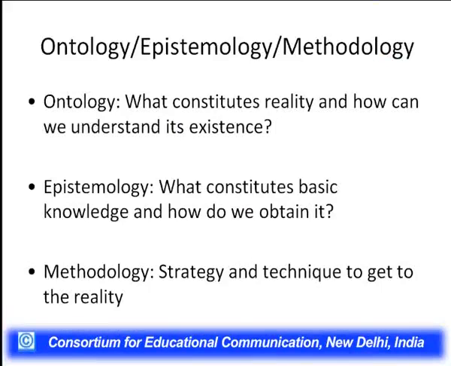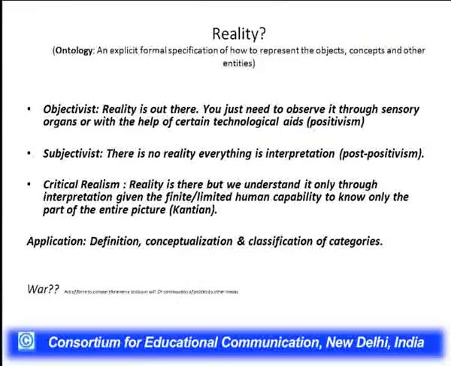The next slide is basically on ontology and epistemology. And finally, methodology: what are the strategies and techniques that you need to get to the reality. So these three things I'm going to discuss today. On ontology, there are philosophers who are divided on this particular issue. What is ontology, and how do you get to the reality?